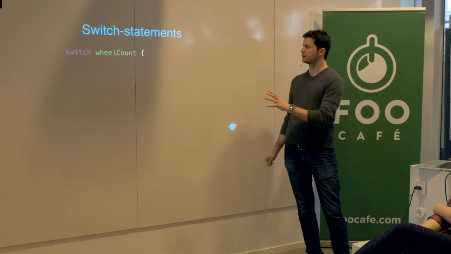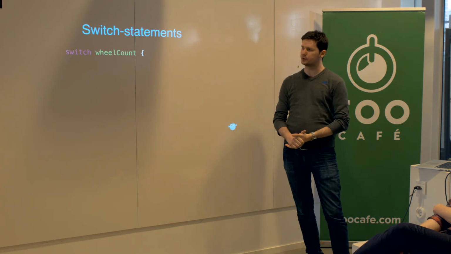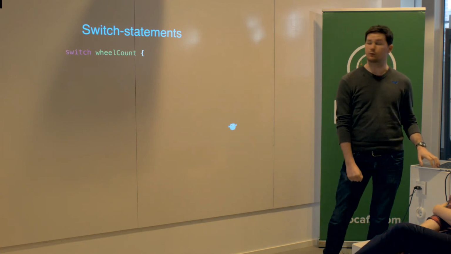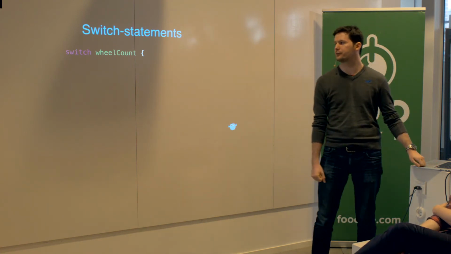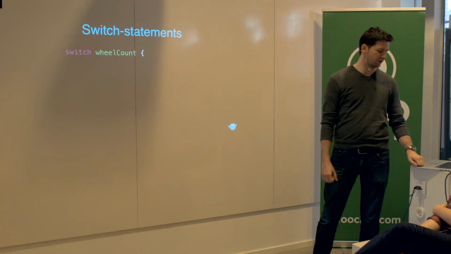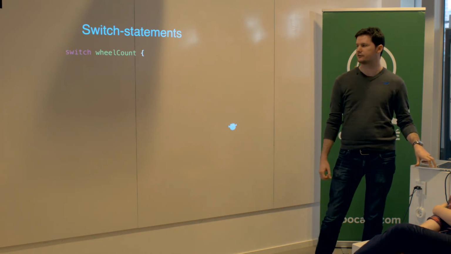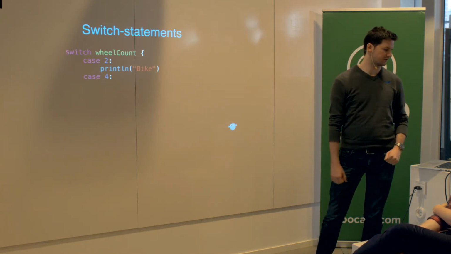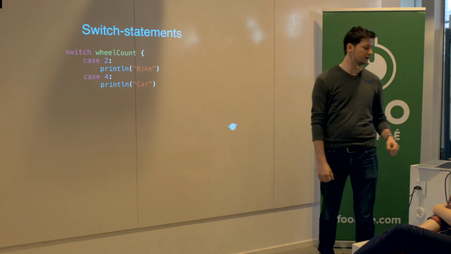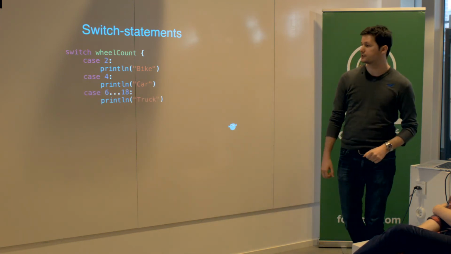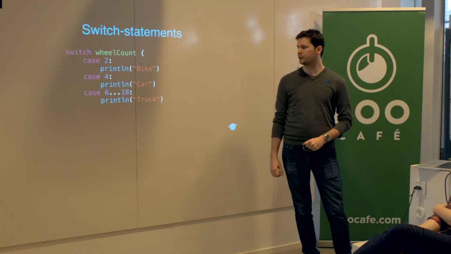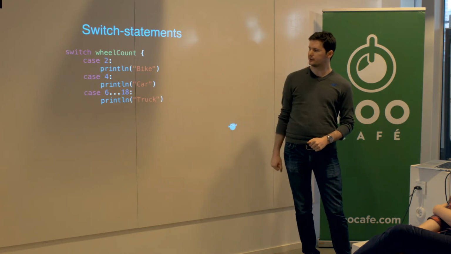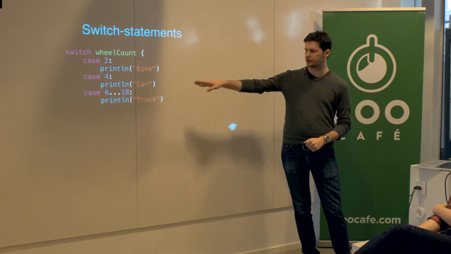Next, just a quickie about switch statements, which are much improved in Swift compared to Objective-C. In this case, we want to switch on wheel count. We have some kind of vehicle with X number of wheels, and we want to identify that vehicle. So if we have 2 wheels, it's a bike. If we have 4 wheels, it's a car. If it has between 6 and 18 wheels, it's a truck. In this case, it doesn't go up to 17, it actually includes 18.